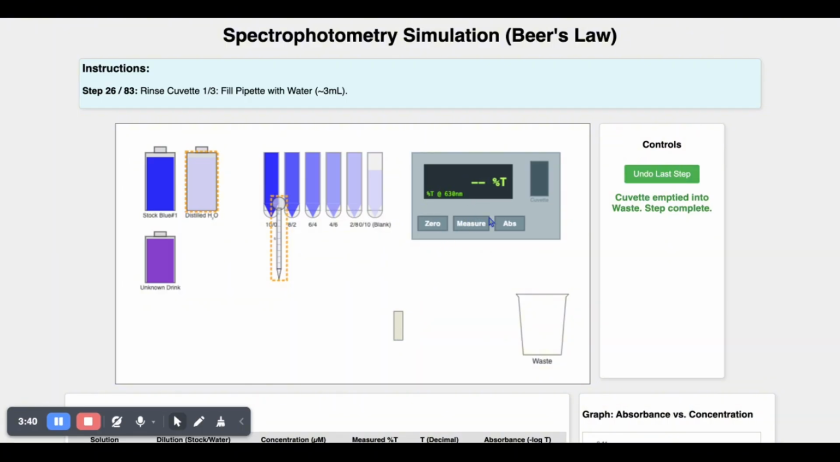Whenever I inserted the blank into the spectrophotometer, I clicked 0, and this set the baseline for every measurement we're going to take afterwards. I removed the blank solution, discarded it, and now I'm going to be rinsing the cuvette so it's ready for the standard. This also prevents cross-contamination if you're doing this in person.